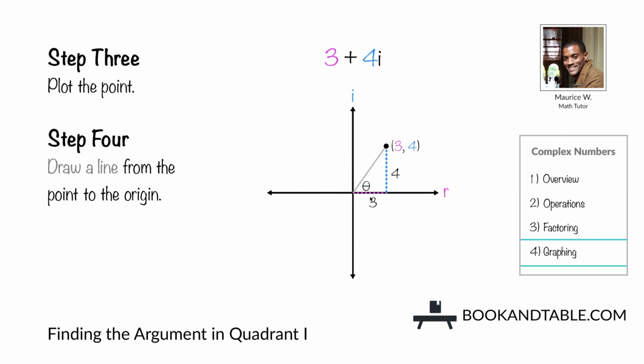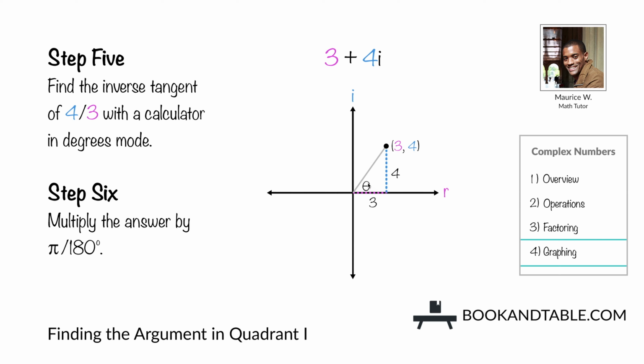So now that we have our right triangle, we know that the adjacent side to theta is 3, our real number, and the side opposite of theta is 4, the imaginary number. And with our right triangle, we can now use the inverse tangent of theta, which should be opposite over adjacent, or 4 over 3, to find out what theta is. So step 5, find the inverse tangent of 4 over 3 with a calculator in degrees mode.